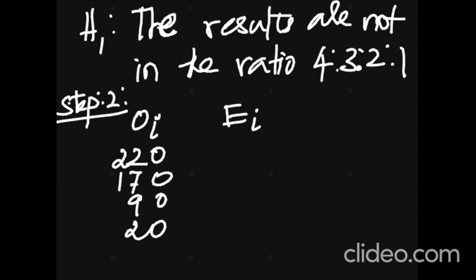But here it is not the case. Out of 500, the observed frequency is 220. 220 students were failed. But here the ratio was given 4 is to 3 is to 2 is to 1. So if you add all this, 4, 3, 2, 1, you will get 10. Out of 10 members, 4 have failed. But here we have taken 500 students. So how will you calculate the expected frequency? It is 4 by 10 into 500, which is nothing but 200, right?